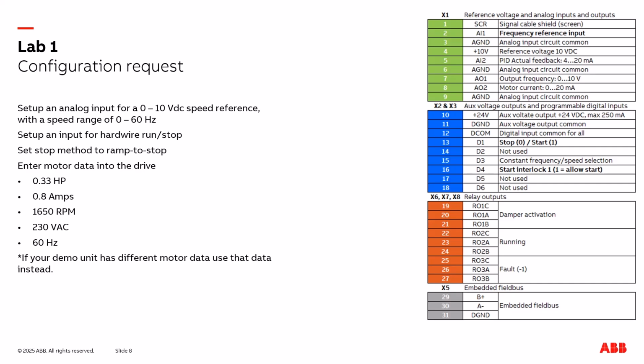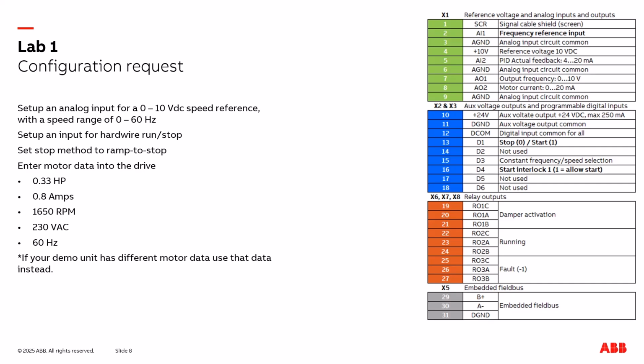The motor nameplate data is 0.33 horsepower, 0.8 amps, 1650 RPM, 230 volts, and 60 Hertz. Now, if your demo case has different motor information, enter that information into your drive instead of what I have shown here in this lab example.